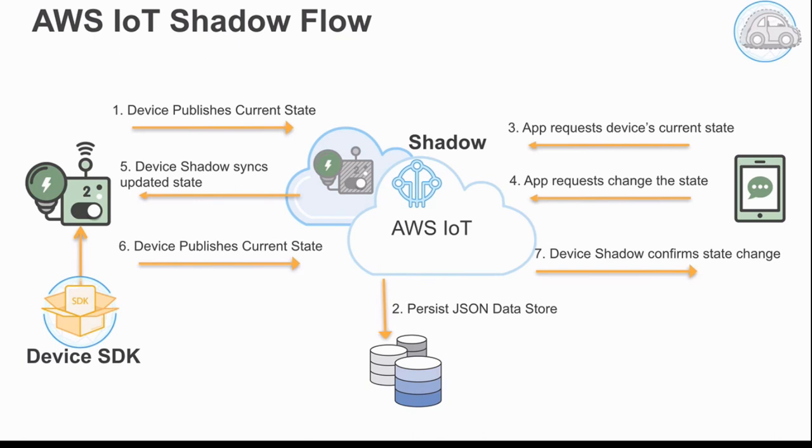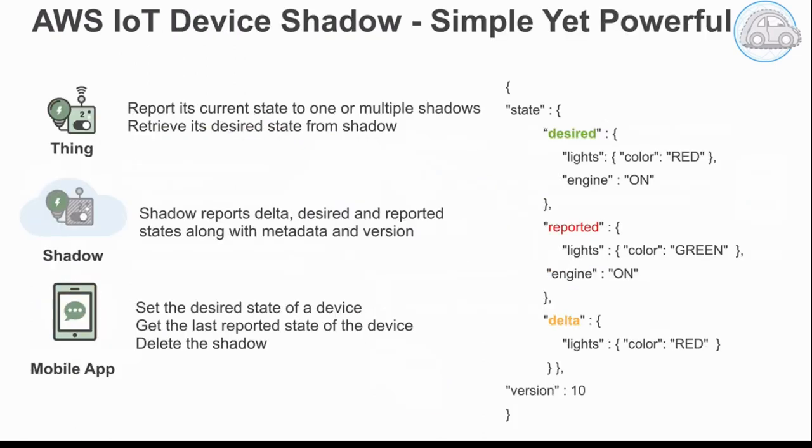So you have this asynchronous model for communicating with devices that may or may not be online, useful in intermittent connectivity scenarios, and also in situations where power is intermittent. So low-powered devices, for example, that might go to sleep for an extended period of time, then periodically wait and publish data, so they're not transmitting all the time. So it's a very powerful feature. The things can report their state to one or to multiple shadows, and they can retrieve their desired state from the shadow. The shadow itself reports delta, desired and reported states, along with a version and metadata.